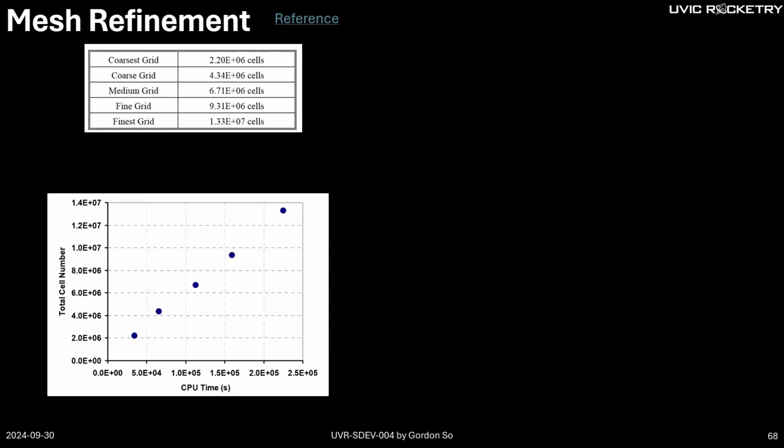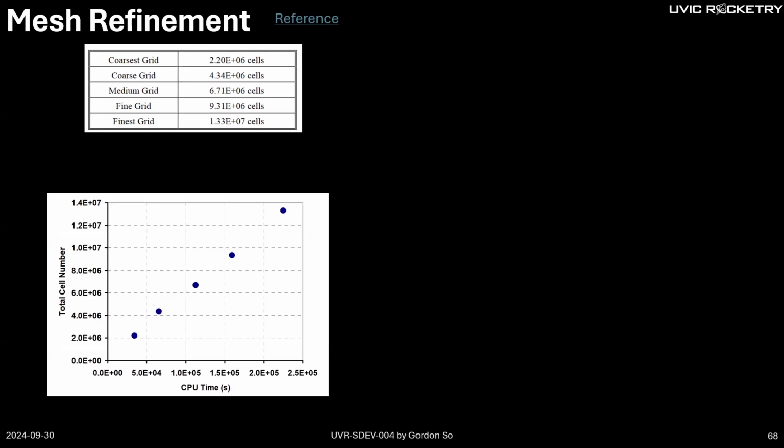Mesh refinement. Mesh refinement is an important concept, especially to refine the mesh good enough. We look at an example here. This is from, I think, a CFD paper from NASA, on a missile. They start with 5 different mesh sizes, and this is what they find in terms of computational time.